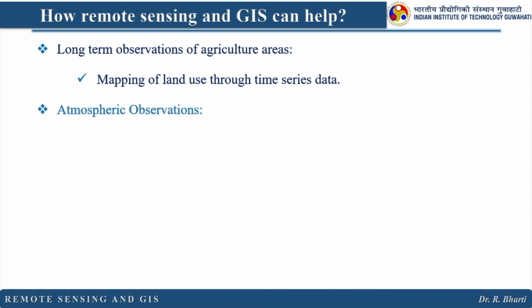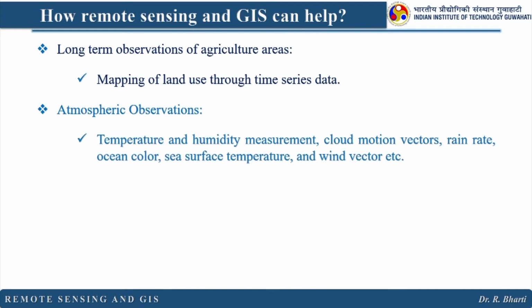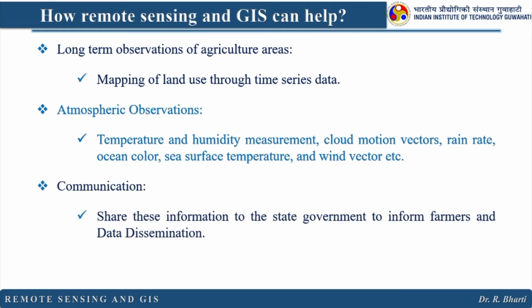Atmospheric observation, as I told you, the major portion of agriculture depends on our rain, right? So temperature and humidity measurement, cloud motion vector, rain rate, ocean color, sea surface temperature and wind vector can be easily derived from remote sensing and GIS techniques. Then communication, definitely satellites are a very important part of that. So share this information with the state government to inform farmers, and data dissemination.